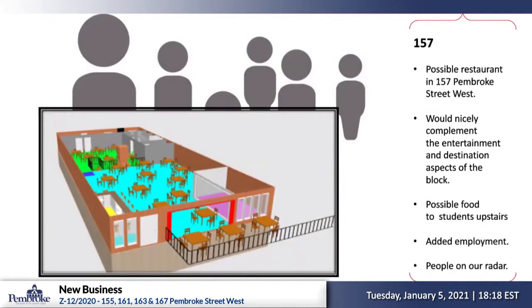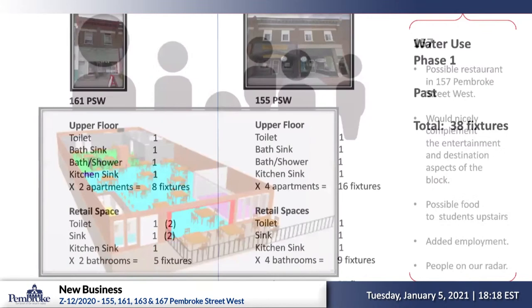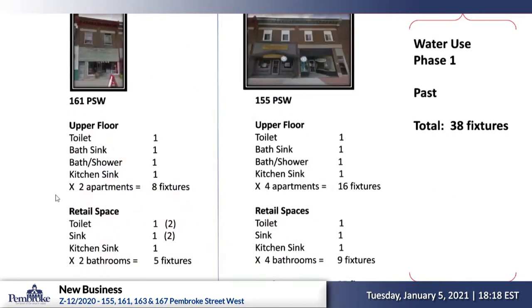And in the Mike Moncion location, we've actually had expressions of interest for food service, for a restaurant. And that is the wild card, if you will, as far as sewage load goes.